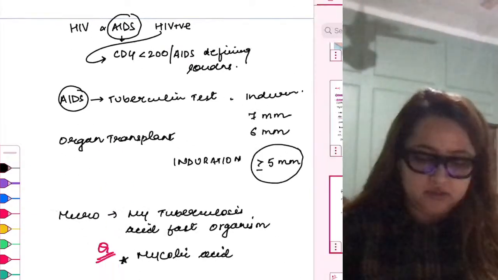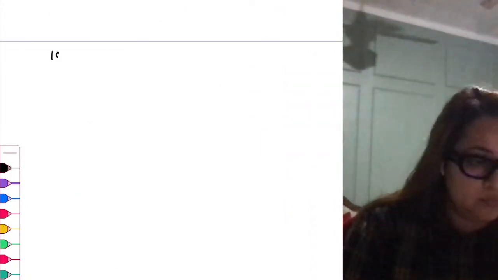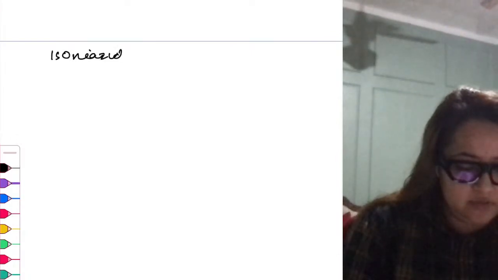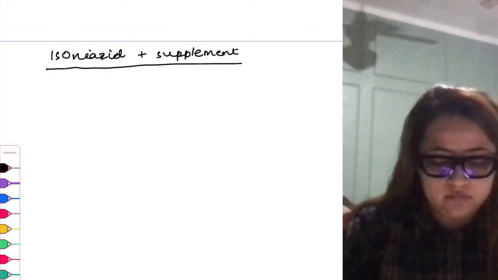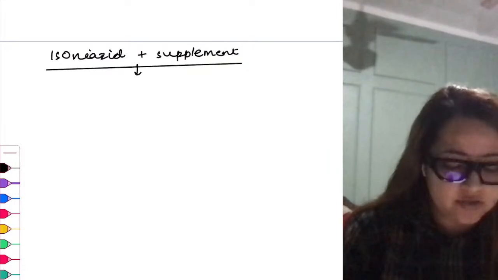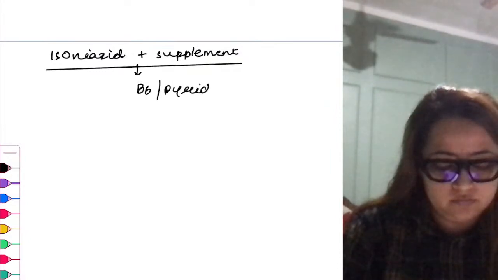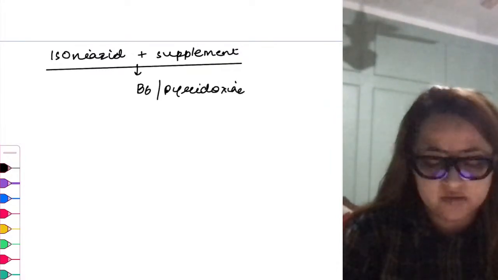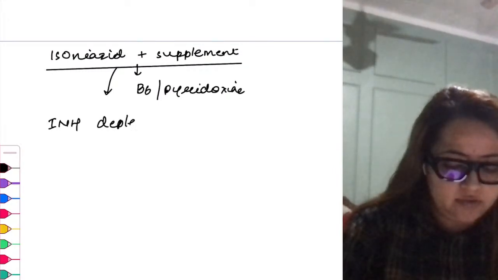Quickly, I'll discuss the side effects of a few of these. When you talk about isoniazid, isoniazid has to be given along with some supplementation. Which supplement would you give if you are prescribing isoniazid? Your answer to this question is yes, vitamin B6, which is also known as pyridoxine. What is the reason? The reason is that isoniazid depletes vitamin B6. All right.